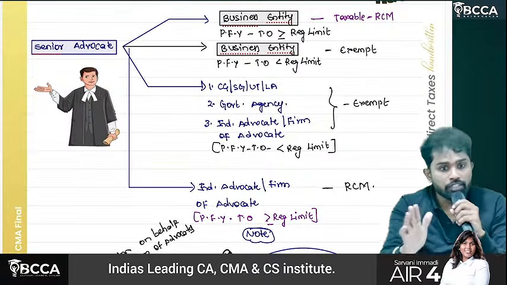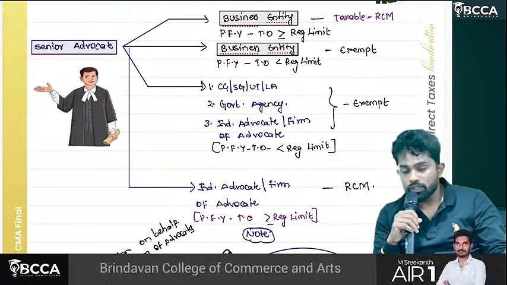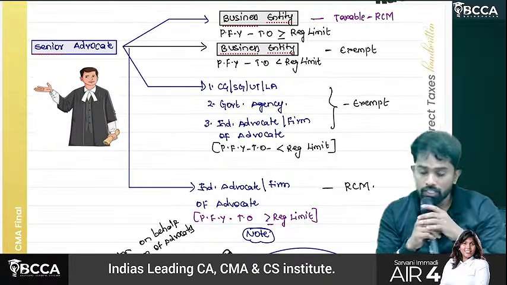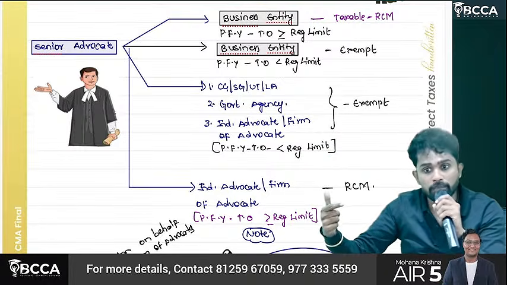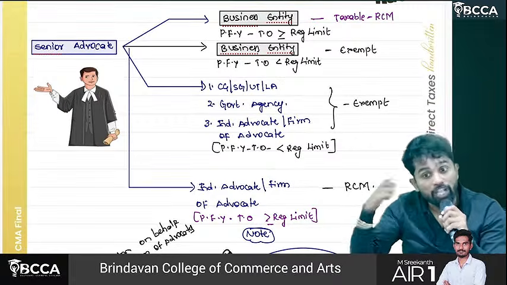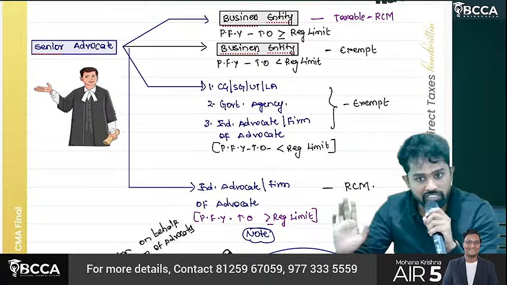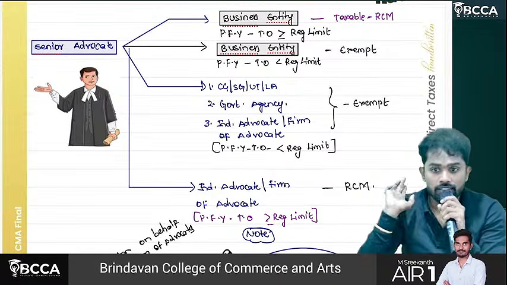Sir, what will we think usually? When the firm provides to A Limited, who is the recipient? A Limited. Who has to pay the tax? A Limited. Correct. Now the senior advocate is providing service to whom? Firm of advocates. Who is the recipient? Firm of advocates. Who has to pay tax? We will think firm of advocates, but the firm of advocates also will not pay tax. On that also, this A Limited only has to pay the tax.